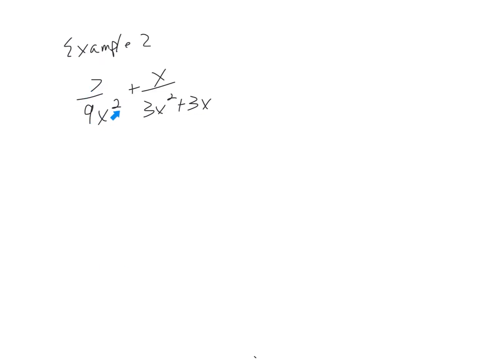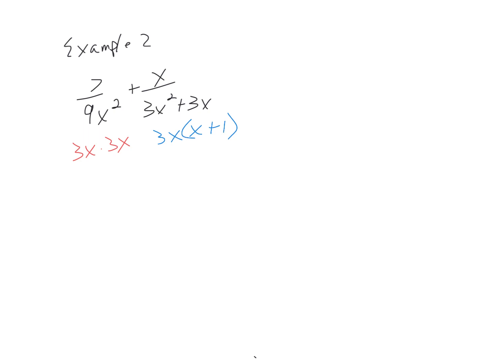Okay, in this example, we have 7 over 9x squared plus x over 3x squared plus 3x. Okay, so we could simply multiply 7 times the denominator on the right, and then add that to the numerator of the fraction on the right, x, times the denominator on the left, because we could just multiply our denominators to have the common denominator. But I want to show you how to find the least common denominator. So the 9x squared you could think of as 3x times 3x, okay? And then on the right side, if we factor out the common factor of 3x, we would be left with 3x times x plus 1.